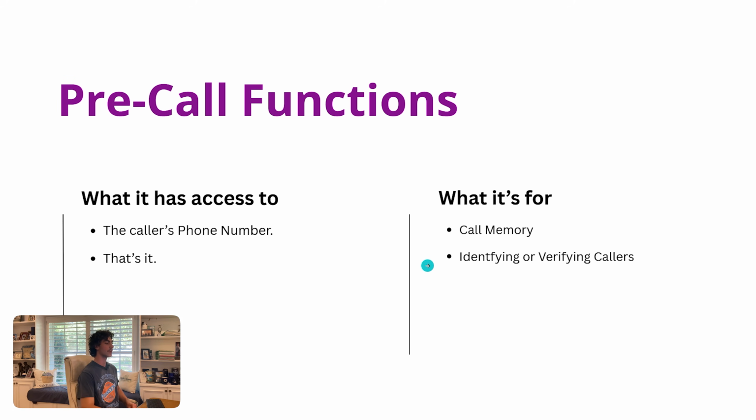The second thing it can be used for is identifying or verifying callers, where you only want 5 or 6 different people calling into this line, and can block calls from certain numbers, with everybody else being fine, or block every call except for 3 or 4 different numbers.